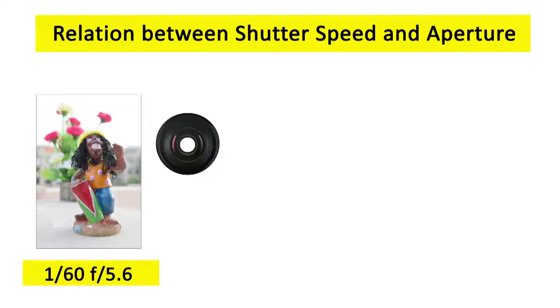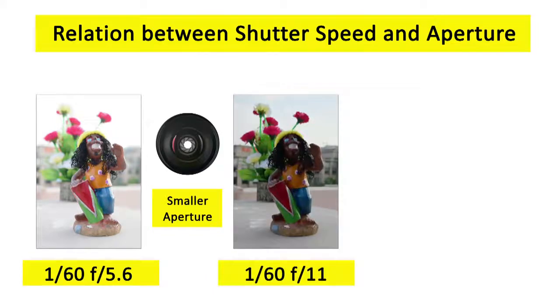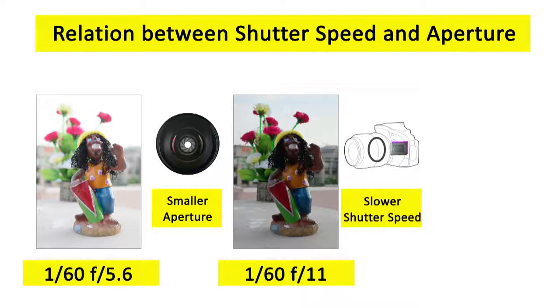Now if your intention is to bring more background in focus, you have to increase the f number, making the aperture further smaller. Once you do that, you will see the image will be underexposed, because you are cutting the amount of light entering the image sensor. In order to compensate for that, the second aspect that you need to change in your camera is the shutter speed.